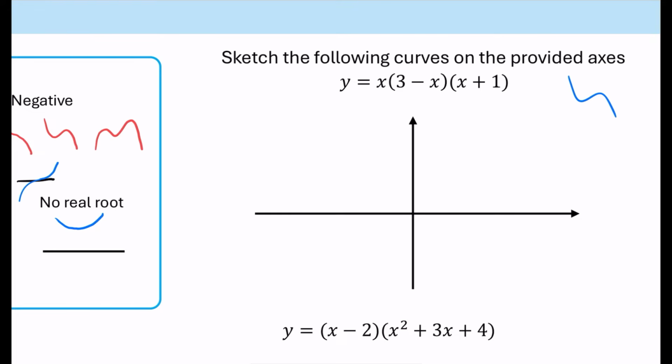And the roots that we've got: there is a 0 root for this one, so I'm just going to mark that in. Then for the next part, we have a 3 root, because I'm trying to make the bracket 0, so there's going to be a root somewhere on the positive side.